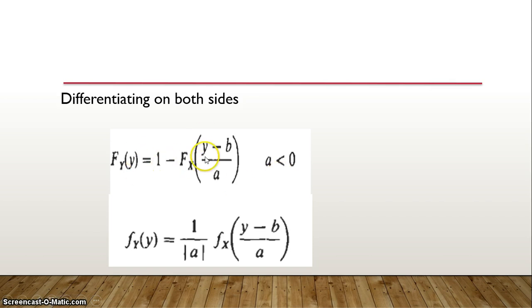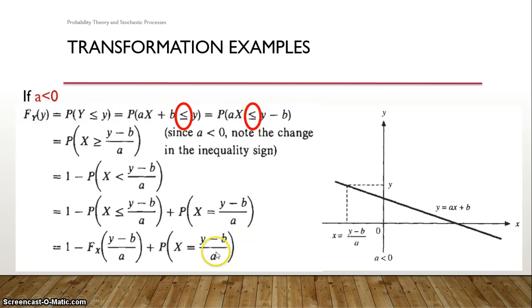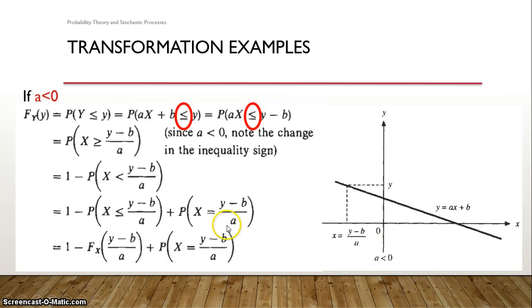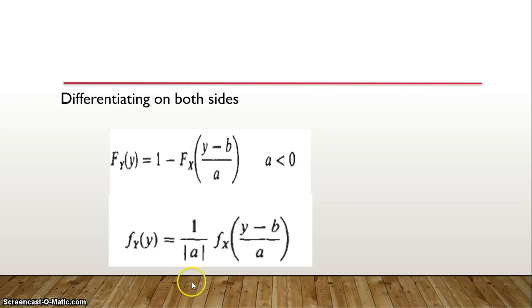So it is minus 1 by a, or if you take a greater than 0, it can be 1 by a, positive, because you have seen the other one as fx of y minus b by a. When you do the differentiation, you get fx of y minus b by a multiplied by 1 by a. It is positive. So that's why I have taken the magnitude. It is 1 by mod a fx of y minus b by a. So this is how you calculate the distribution and density for transforming one variable to another.